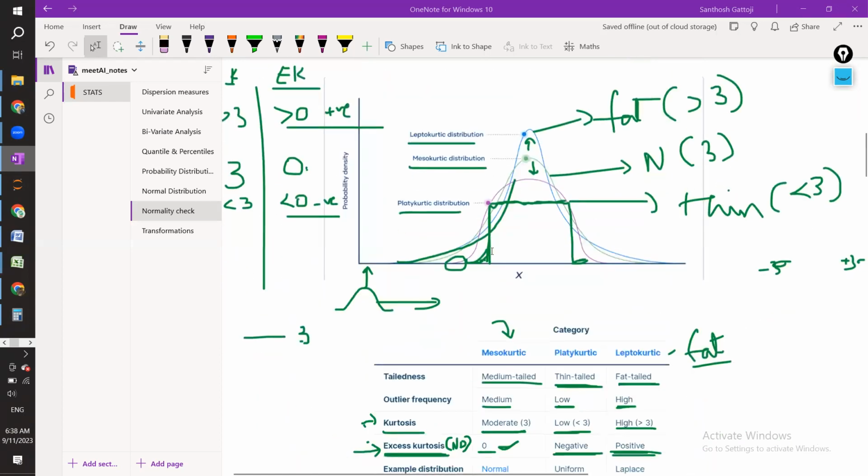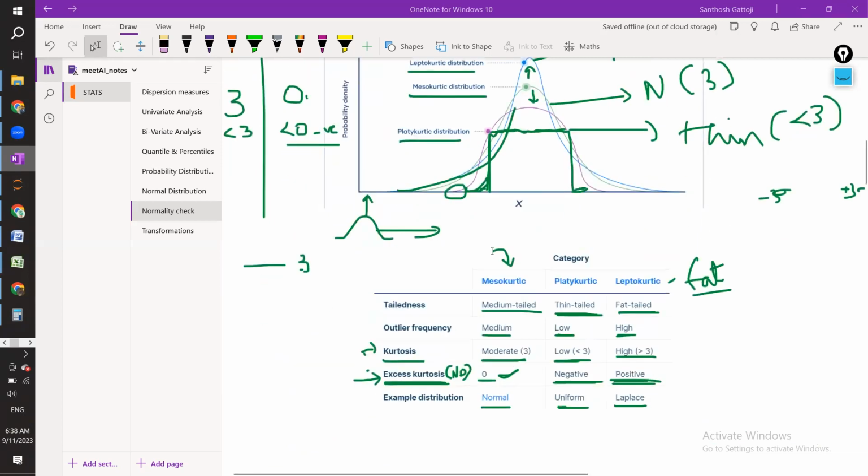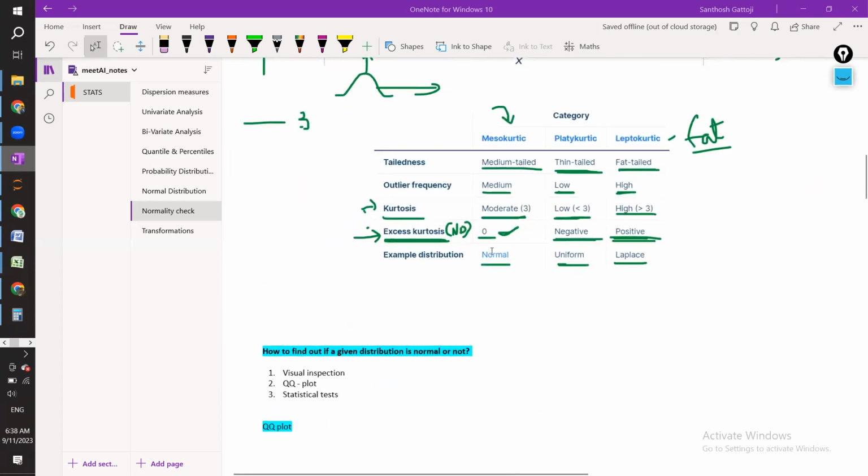So any doubts in kurtosis, guys? Because yesterday you said you need to go through the class. So did anybody go through the class? Any doubts in this section?